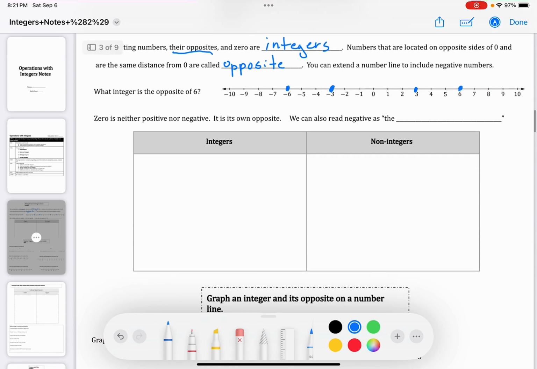Now 0 is not considered positive or negative, and it's its own opposite. The opposite of 0 is 0. We can also read negatives as the opposite of a number.